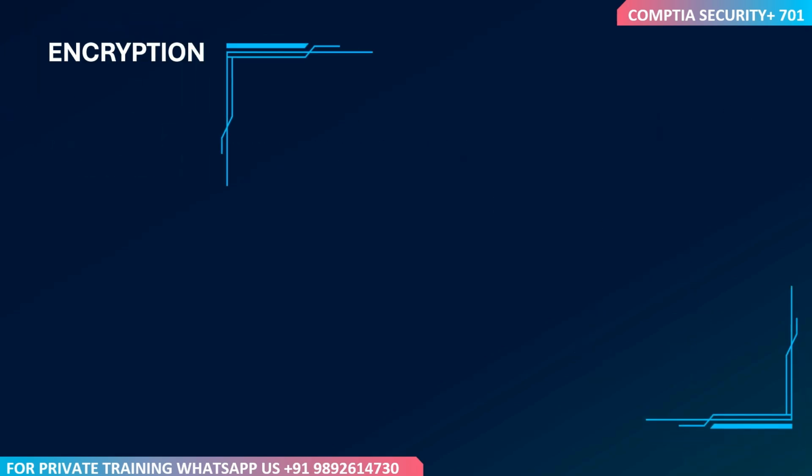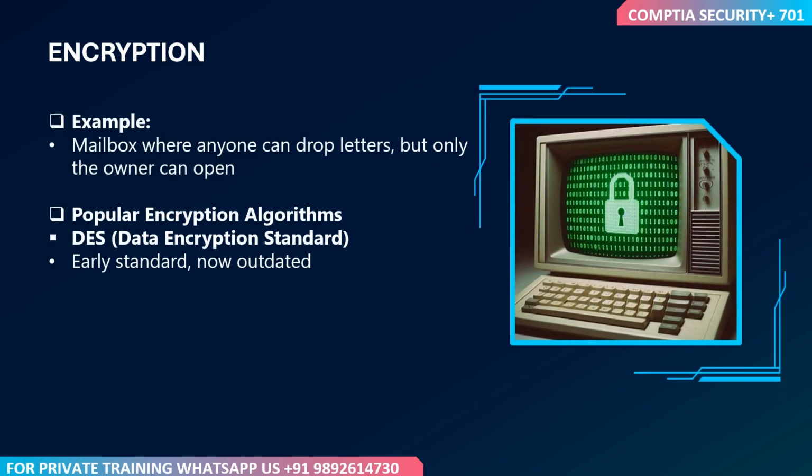Popular algorithms. Algorithms are mathematical processes used to encrypt and decrypt messages. Here are some popular ones. DES, that is Data Encryption Standard. It was one of the earliest encryption standards, developed in the 1970s. It uses a symmetric key algorithm, meaning the same key is used for both encryption and decryption. However, due to advances in technology, DES is now considered relatively insecure for modern applications.